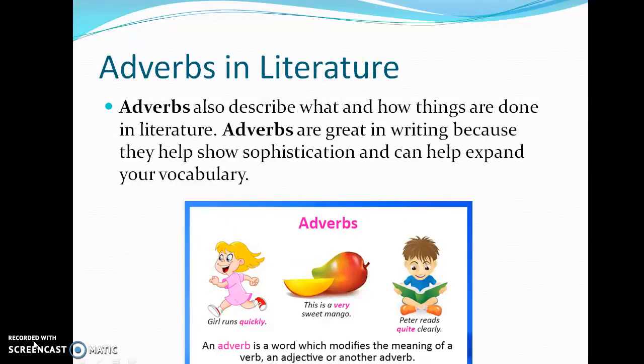Adverbs in literature. Adverbs also describe what and how things are done in literature. Adverbs are great in writing because they help show sophistication and can help expand your vocabulary. So just remember, an adverb is a word that modifies the meaning. It could modify the meaning of a verb, an adjective, or even another adverb.